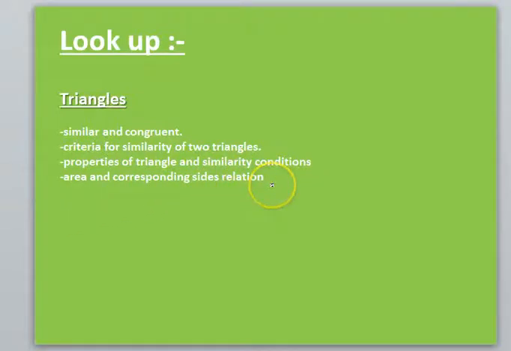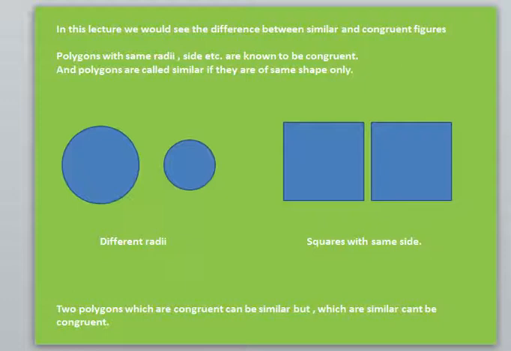corresponding sides relation. In this lecture, we would see the difference between similar and congruent figures. Polygons with the same radii or sides, etc. are known to be congruent, and polygons are called similar if they are of the same shape only.